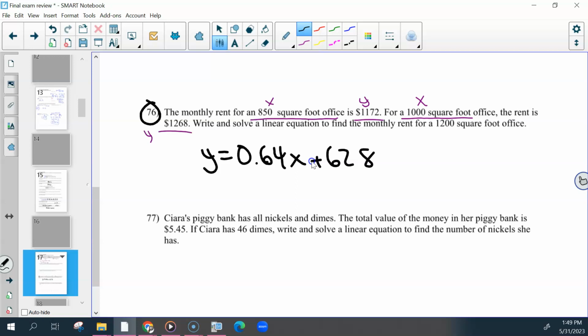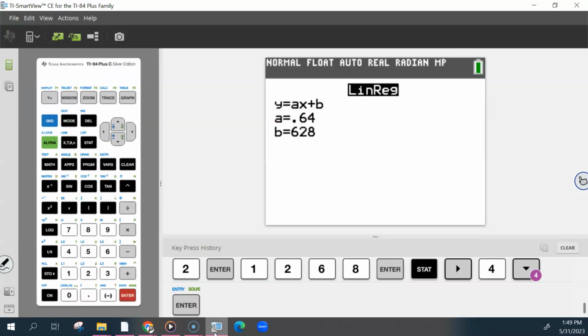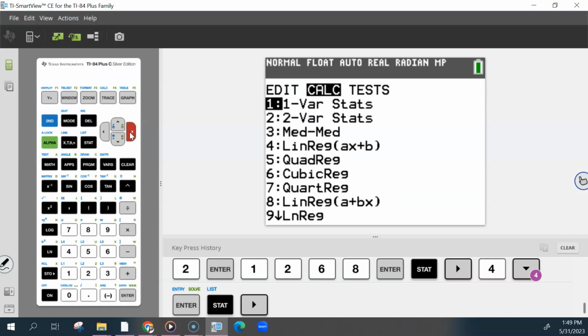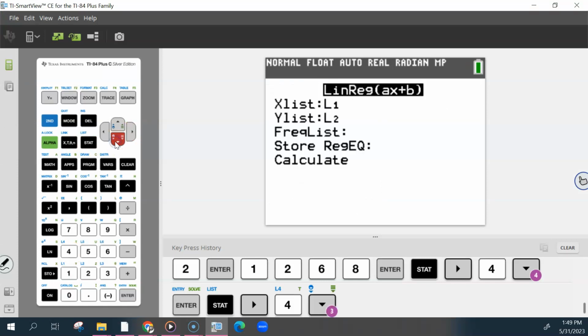So now we have the slope, which would be the price per square foot, and we have the y-intercept. If there weren't any square footage at all, you would still be paying 628, or maybe that's like your base price or deposit or something. So we just plug in 1,200 for X. Oh, that was my bad. I forgot there was the second part. I read that wrong. So I'm going to go back and do this again, just so I can store it. Alpha trace, store, enter.